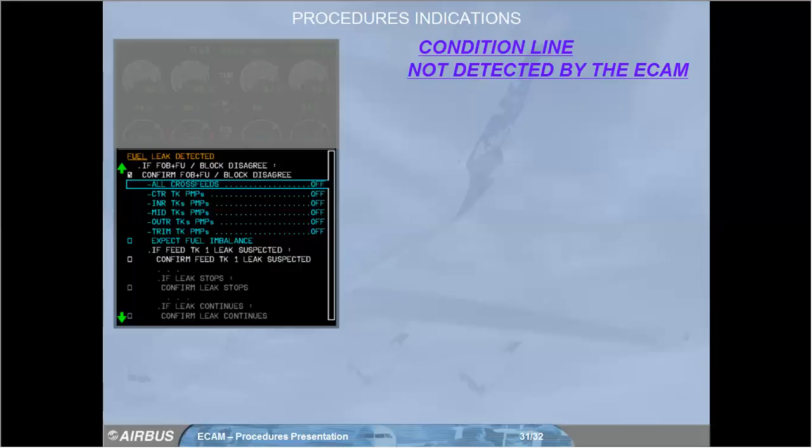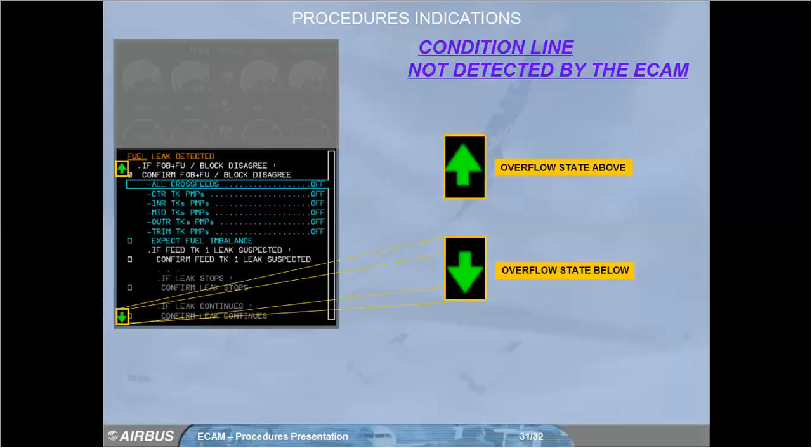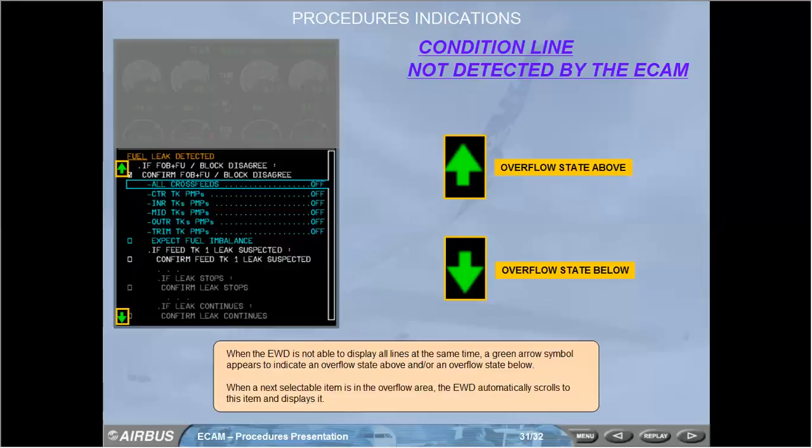Engine warning display is not able to display all lines at the same time. A green arrow symbol appears to indicate an overflow state above and/or an overflow state below. When a next selectable item is in the overflow area, the engine warning display automatically scrolls to this item and displays it.